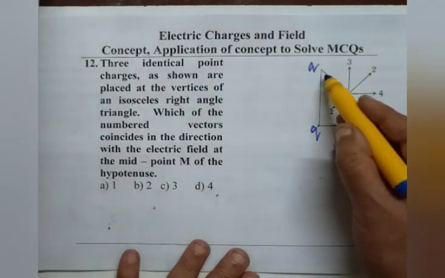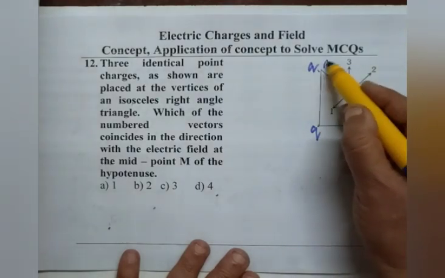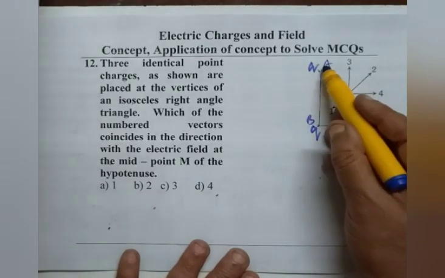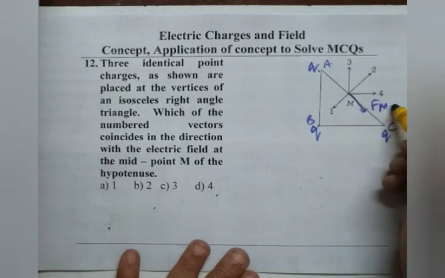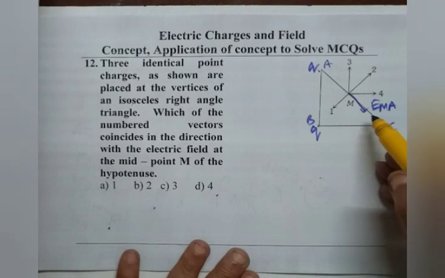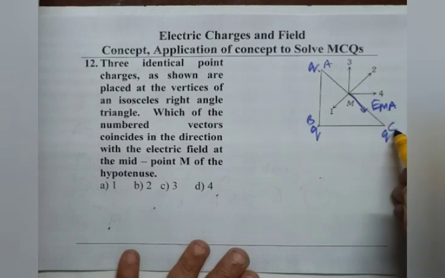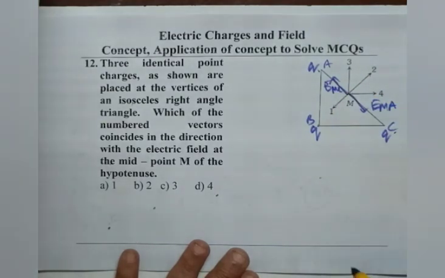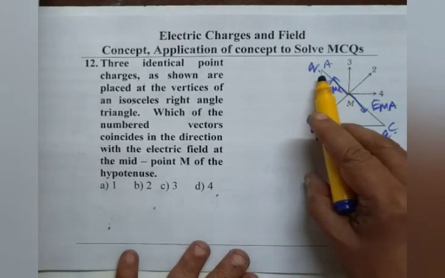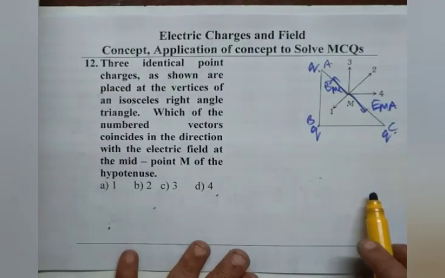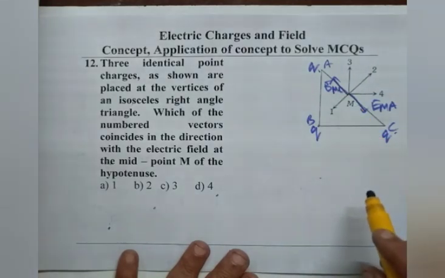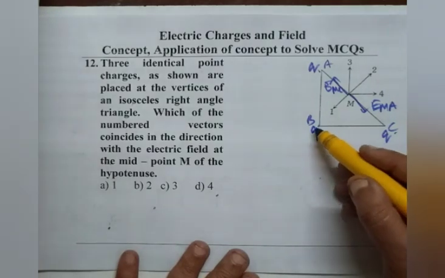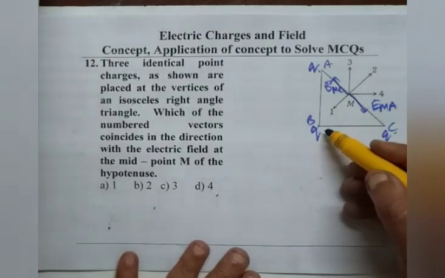Observe here, the field due to Q, say if you want to call the charges A, B, C, the field due to A at M is this way. We call it EMA, field due to charge at A. And then by C, it's towards this, that is EMC. Observe, M is the midpoint, that is AM and CM distances are the same. Therefore, EMA and EMC should be the same. As they are equal and opposite, they cancel. And there is only the field due to B, the charge at B.